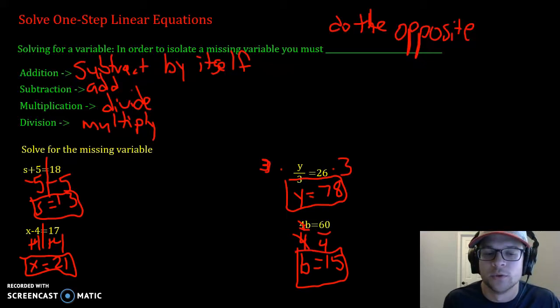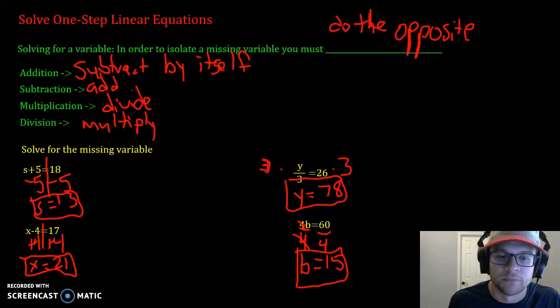So your end result, or your solution to isolating this variable, is that as long as the letter is by itself on one side, that is solved for. So that's your final result, what you're looking for.